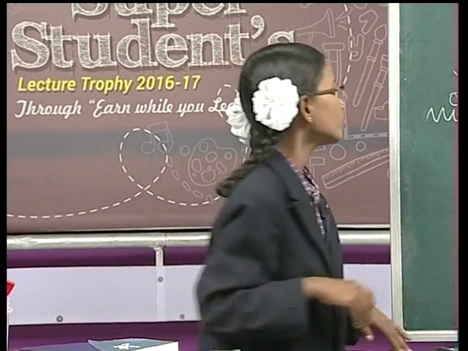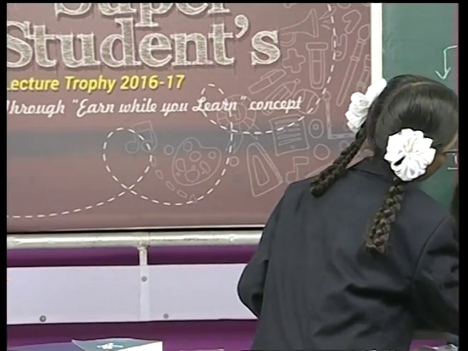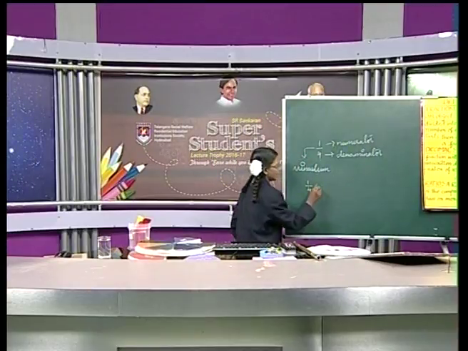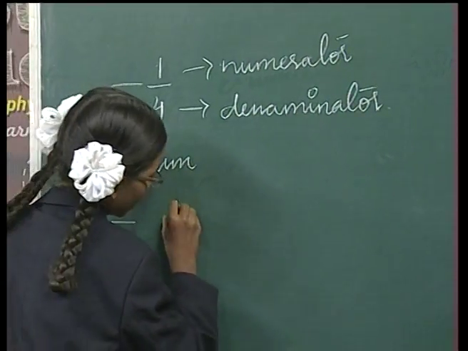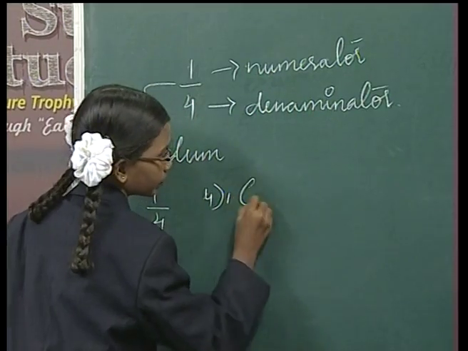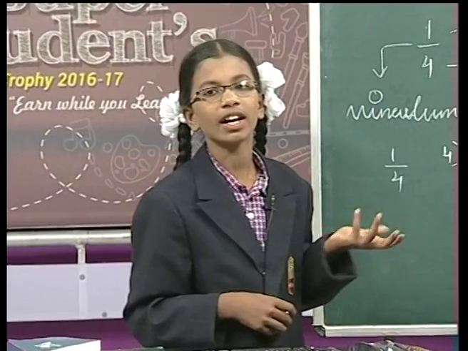Friends, now we are discussing about how to convert a fraction into decimal. Friends, how to convert a fraction into decimal? Yes. Friends, for example 1 by 4. That means 1 divided with 4. Friends, now can't divide this division.